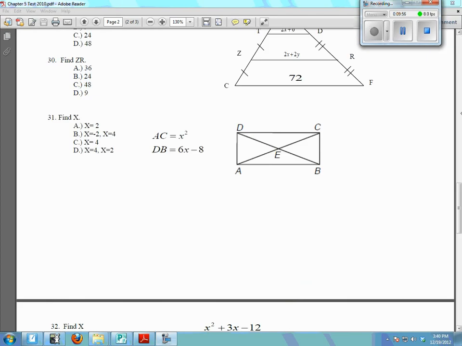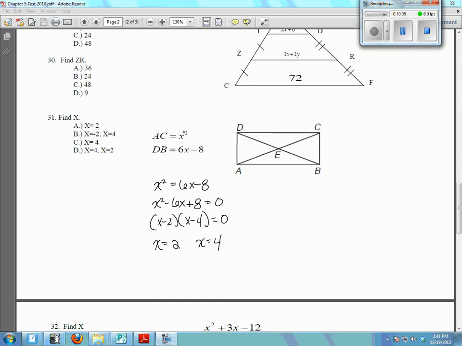Okay, this question, this figure is a rectangle. If A to C is x squared, the diagonal is x squared, and D to B is 6x minus 8. That's another diagonal. We want to set those two things equal to each other because the diagonals of a rectangle are congruent. So I get this. I want to solve for x, so I need to set everything equal to 0. So I get that. And I'm looking for two things that multiply together to give me 8 and add up to give me negative 6. So it's x minus 2 and x minus 4. So x will be positive 2 and x will be positive 4.